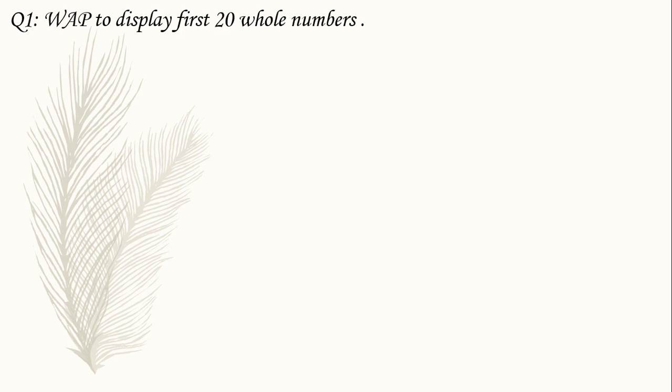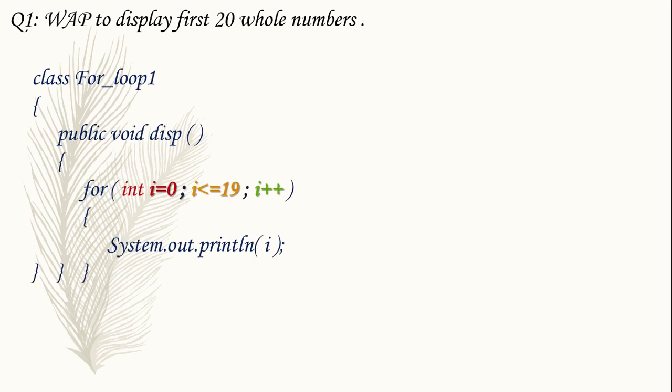So it is told to display the first 20 whole numbers. If you have not remembered the looping programs, then here I am leaving a card. You can go and watch my videos on the for loop. So my whole number starts with 0 and goes up to 19, and every time the whole number will be increased by 1, and I need to print the numbers every time. So this is my programming structure.